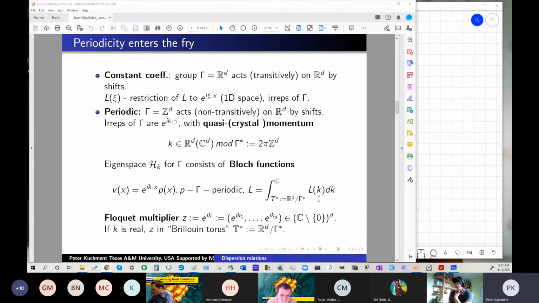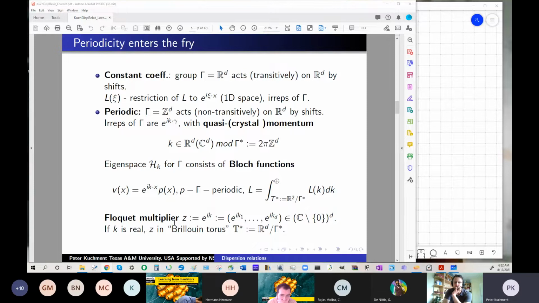What is L of k? You restrict your operator L to the subspace H_k, the subspace of Bloch functions with given quasimomentum. Again, the integral is actually over R^d, dimension d. The integral now is not over R^d, but over the torus. You have to quotient out this dual group. Here, a couple of comments. Sometimes it is better to introduce a different variable, which is not frequently done in physics, as far as I understand, but in some cases it's more useful than the quasimomentum variable.